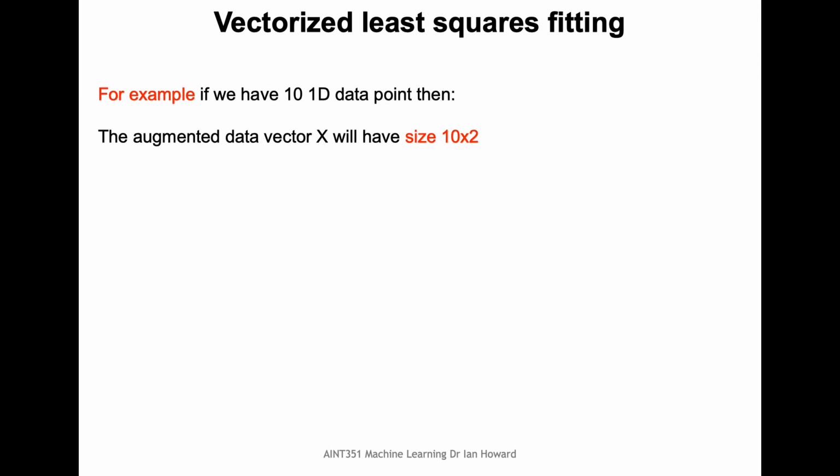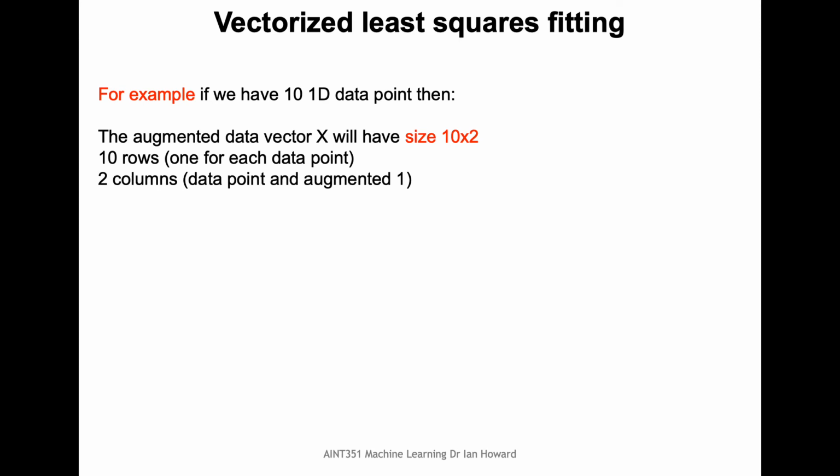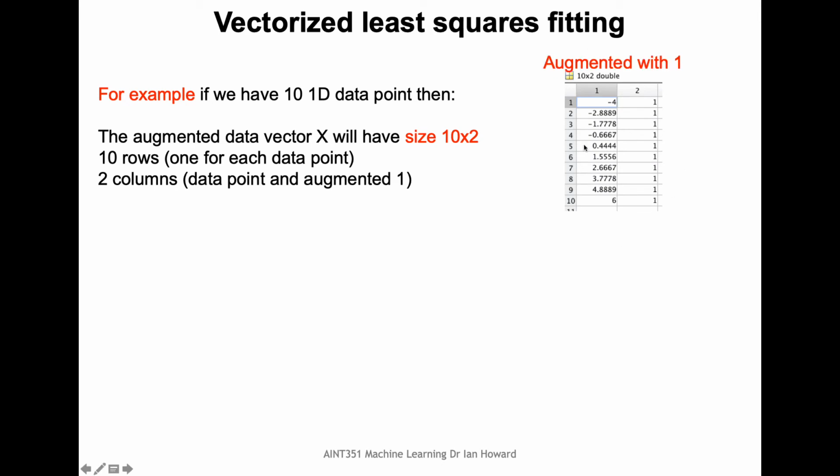So if we had 10 one-dimensional data points, this is just an example of what the data is going to look like after we've appended it. We then append the data, so we've still got 10 rows of data and 2 columns now. The first column now is going to be the data point that it was. So as we go down here, these are the different samples on the different rows, and in the first column we've just got the x value corresponding to that sample, and then in the second column, we've appended a 1.